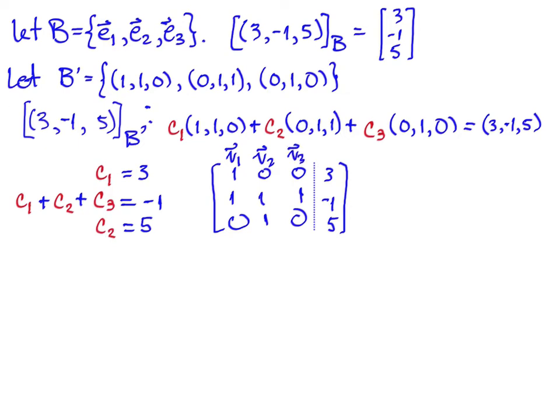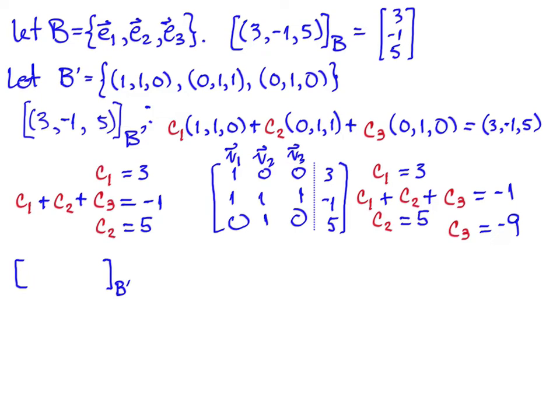All right, so if we solve that linear system, we get c1 is 3, c2 is 5, and we solve for c3 using that equation, and we get c3 is just -9. So now my coordinate vector for (3, -1, 5) relative to this new basis B prime is just going to be the vector (3, 5, -9).